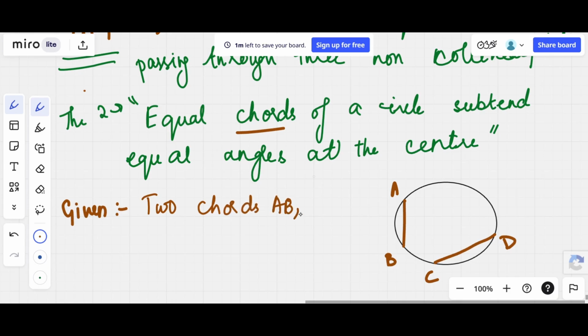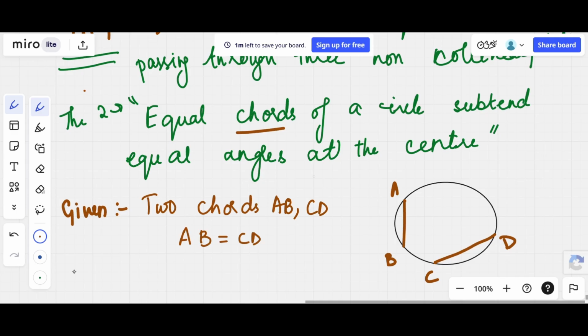AB. Is this proof given in the textbook? Whoever has the textbook? I don't think the proving is given. It might not be. So please carefully understand it. Okay. Two chords are given, AB and CD. And they also said AB is equal to CD. This is what is given to you.